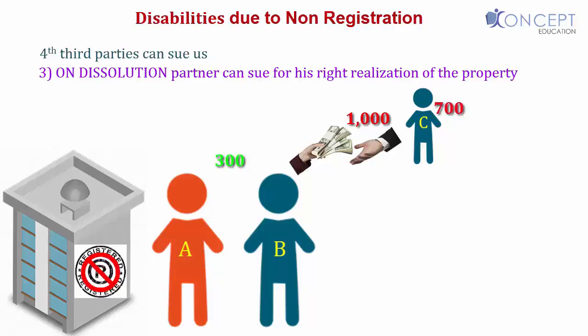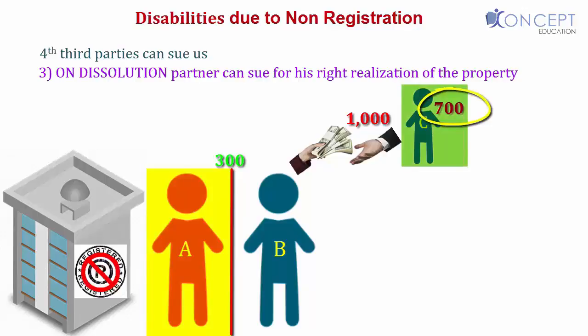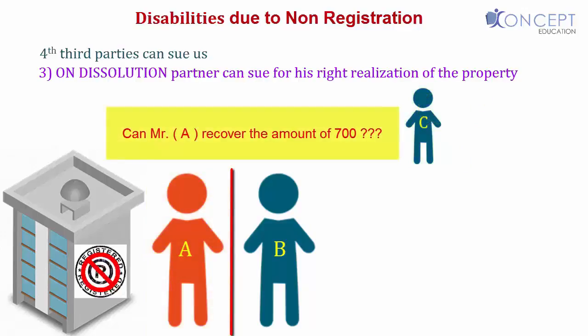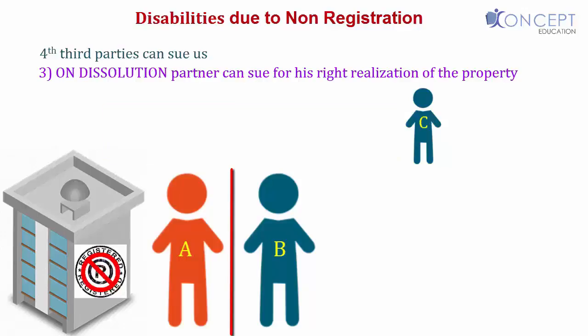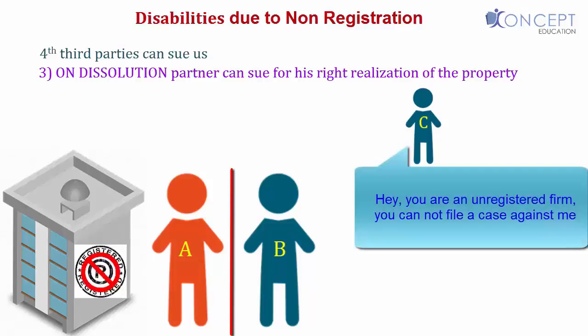In the meantime, the firm dissolved. And when they were distributing the assets of the firm, Mr. A got the asset debtor C, from which Mr. A had to recover 700. Can Mr. A recover the amount of 700? Because when he files a case, Mr. C is going to say, hey, you are an unregistered firm, you cannot file a case against me.